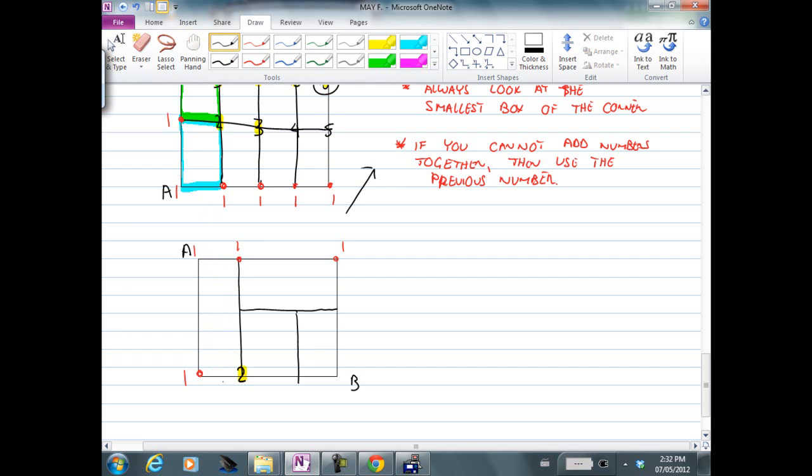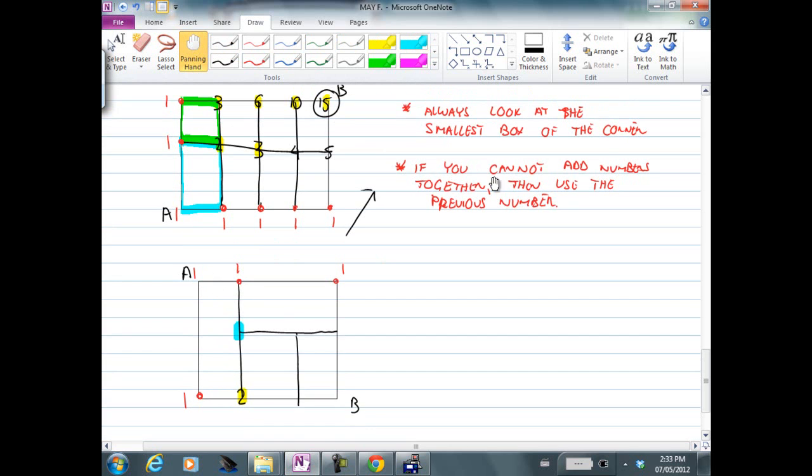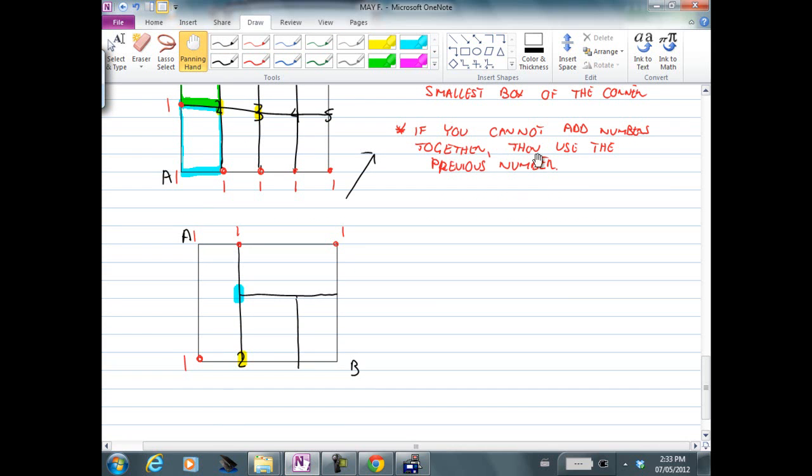Some of you now are stuck and say, Mr., no, I can't do any more because I'm missing numbers. What do you think this blue one is going to be? 1. Because, let's read what it says. If you cannot add numbers together, use the previous number. See this blue one, I can't add anything because it's not part of a bottom right corner. So I'm going to use the previous number, which is 1. Put a 1. Because you're only adding bottom right corners.